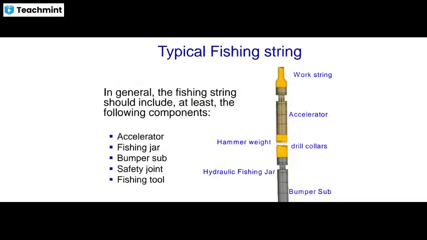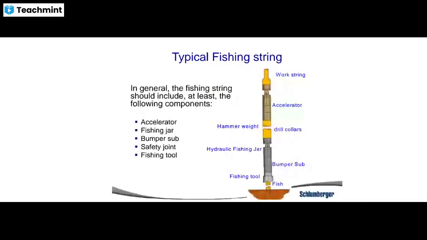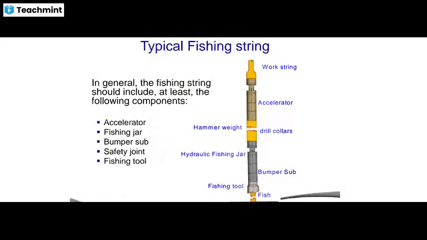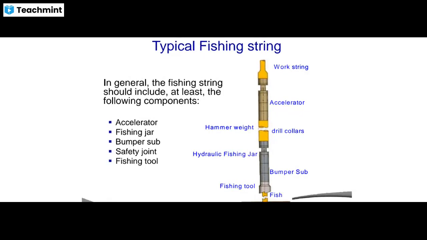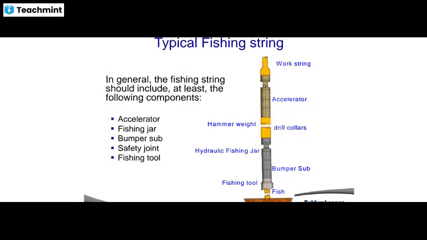Then typical fishing string. So you can see here the typical fishing string. In general, the fishing string should include at least the following components: work string, accelerator, fishing jar, bumper sub, safety jar and fishing tool. So this is your typical fishing string.